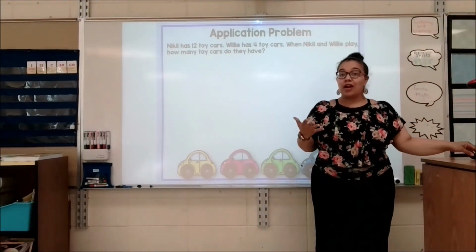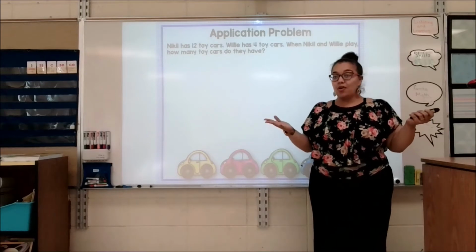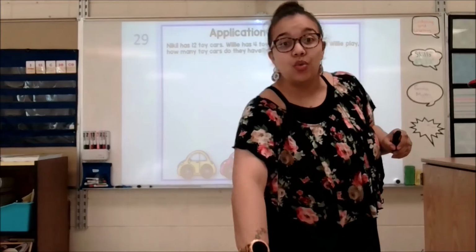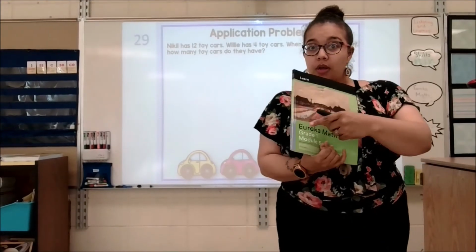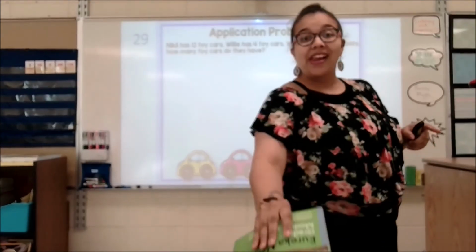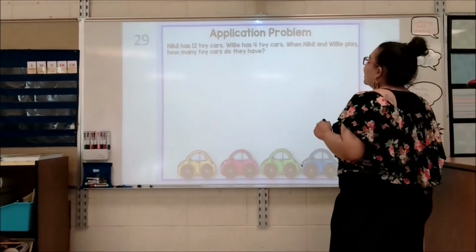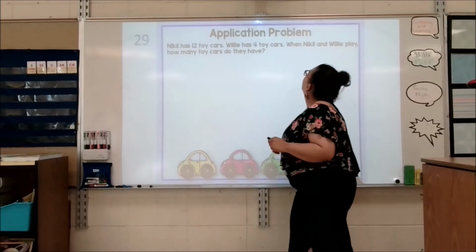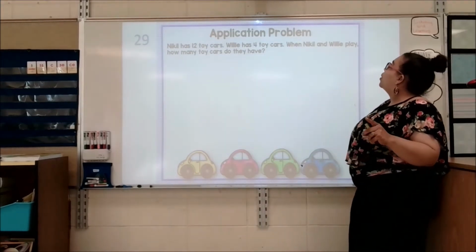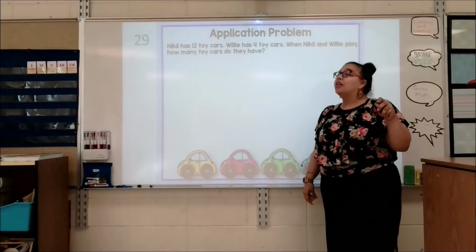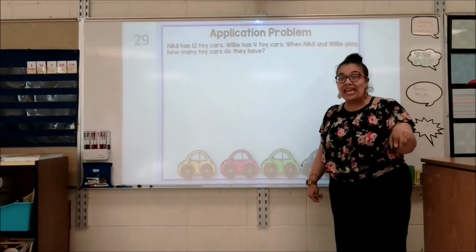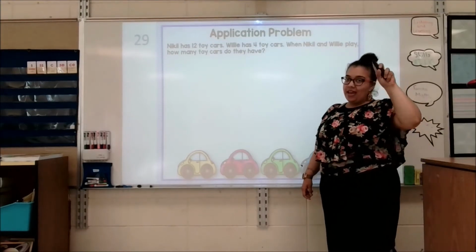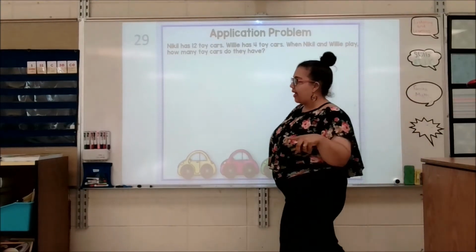Let's go ahead and move to our application problem, which, as always, is in our Learn Book on page, today, 29. Today we're on page 29, Learn Book, blue trim, blue number, and it reads, Nikel has 12 toy cars. Willie has 4 toy cars. When Nikel and Willie play, how many toy cars do they have? Nikel and Willie are playing together. How many toy cars do they have?